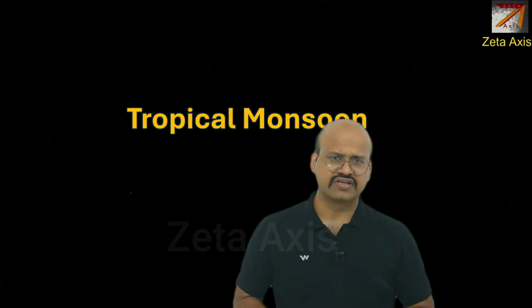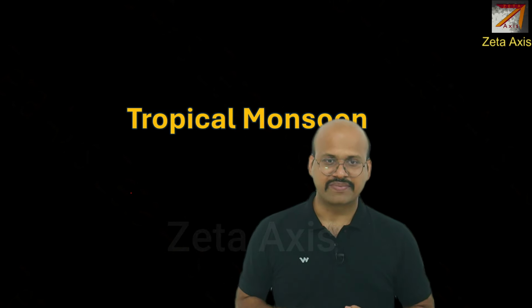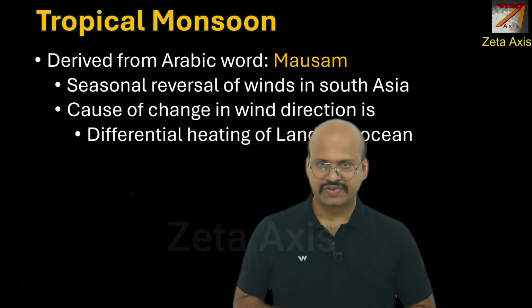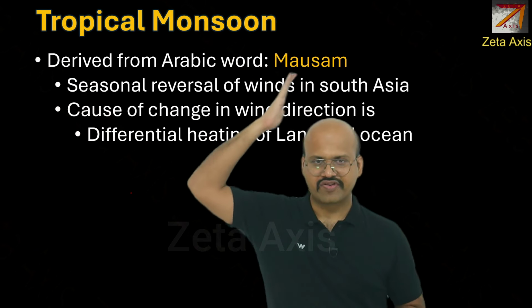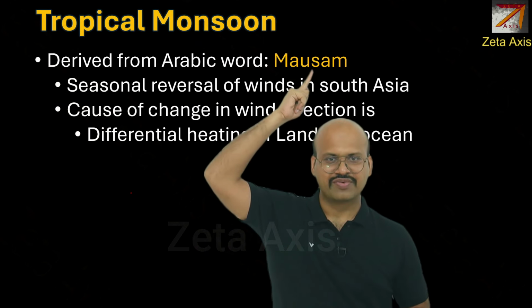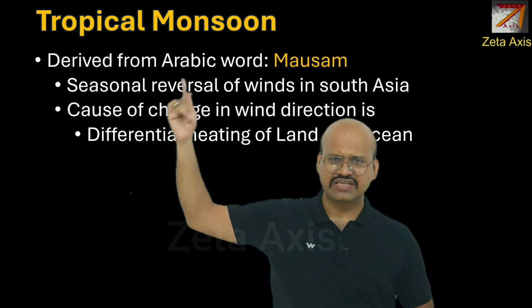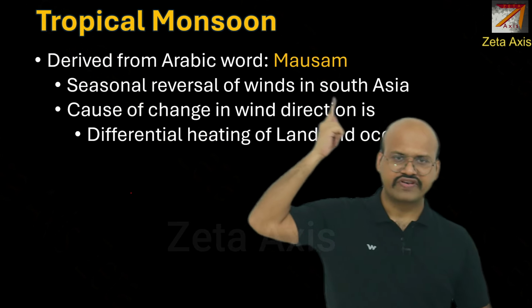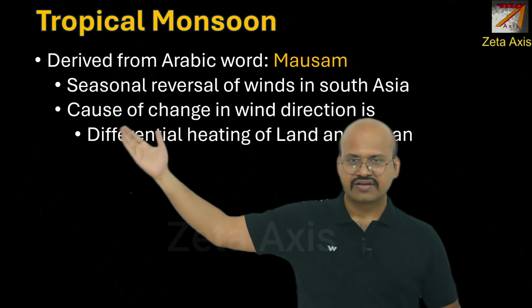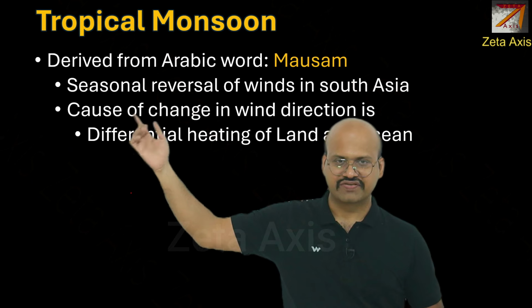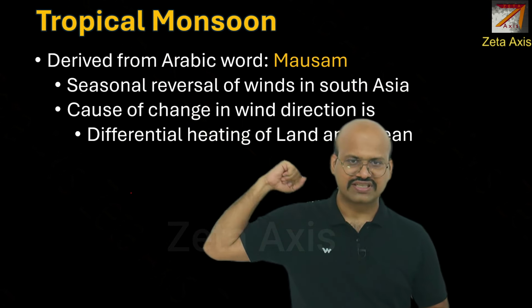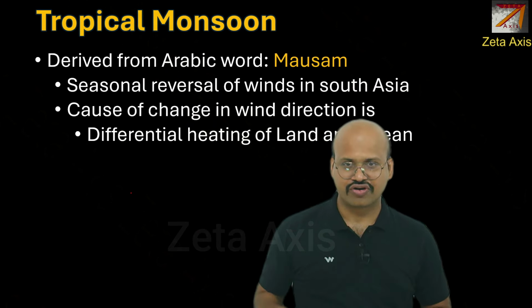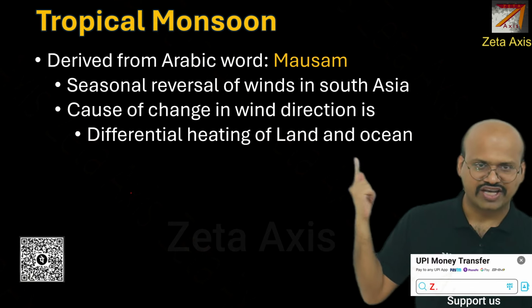Now let's first see what the tropical monsoon climate is in detail. The word monsoon is derived from the Arabic word Mawsam, and it means seasonal reversal of winds in South Asia. Because of this change in winds, we have rainfall. And what causes the change in rain, as discussed in GC Leong, is differential heating of land and ocean.